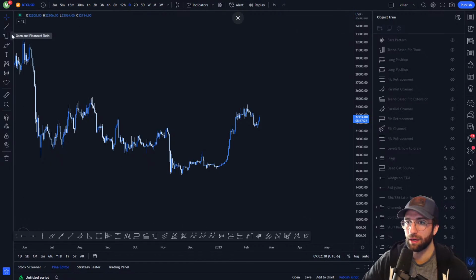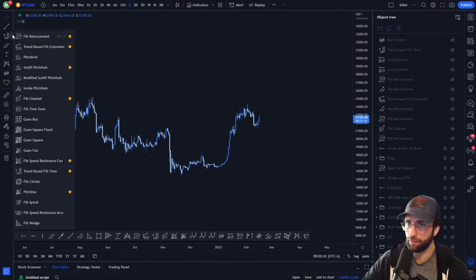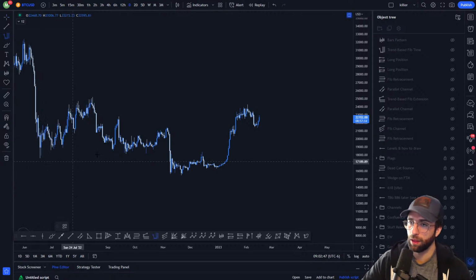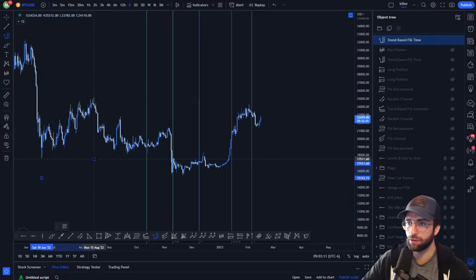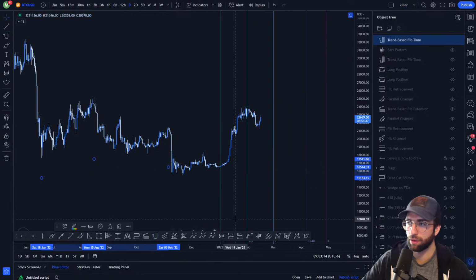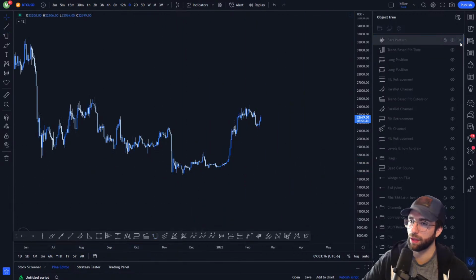So for the Fibonacci time, you just go in here and go down to trend-based fib time. And this one, similar to Fibonacci extension, which we did in our last tutorial, has three clicks, right? Also, you do not need to use the magnet tool on this one. I personally don't. You just want to be sure you line it up with the candle. So what you would do is one click, two click, and a third click. Okay, and I'll explain where you would want to do that.